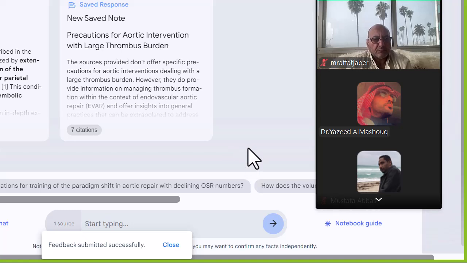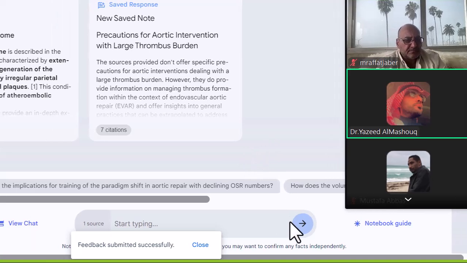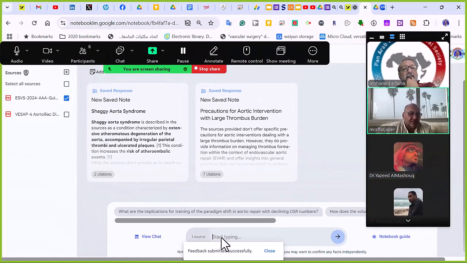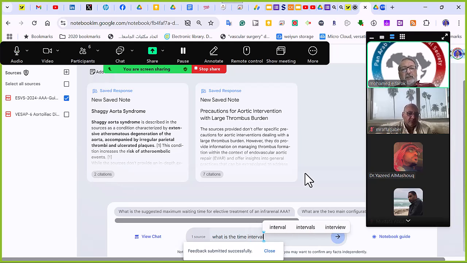Let me see. Yes. Okay. Very nice. Yeah, iliac artery. This is a very common scenario in practice. What is the time interval between occluding both internal iliac arteries? What is the time interval between occluding both internal iliac arteries? We'll see. Okay.